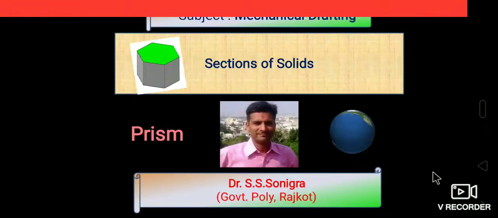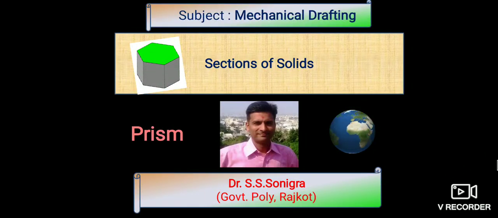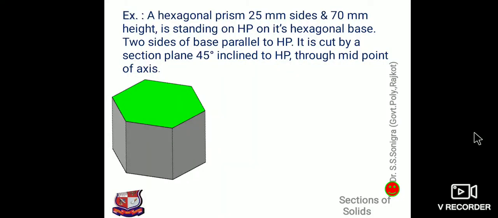Hello friends, in this session we will discuss how to draw sectional views of a given prism, particularly a hexagonal prism. The data will be given to you like this in the examination: a hexagonal prism, 25 mm sides and 70 mm height, is standing on the horizontal plane on its hexagonal base.